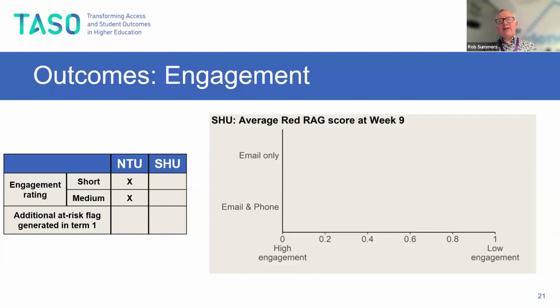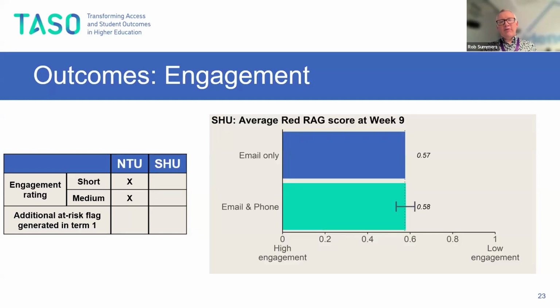And their engagement is calculated based on the proportion of red traffic light indicators, red indicating low engagement. So for these graphs, high engagement is at the left-hand side because that's the proportion of red traffic light indicators. So if it's 0, then it's high engagement. And again, we're finding that engagement is pretty much the same whether students received an email only or an email and a phone call.